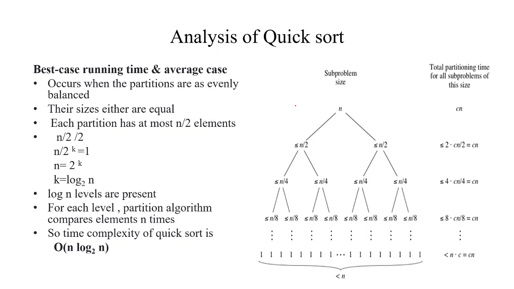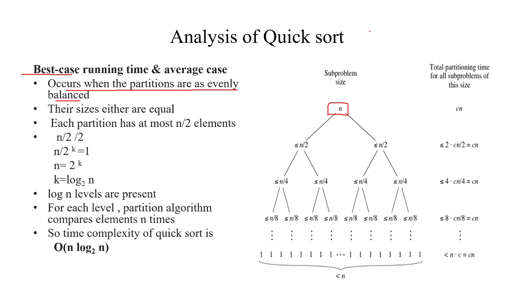So, if there are 9 elements, then there are 4 elements in the left sub-array, 4 elements in the right sub-array, and the middle element is the pivot element. So in that case, we can say quicksort is in the best case. So when can you say that quicksort is in the best case? It occurs when the partitions are evenly balanced.